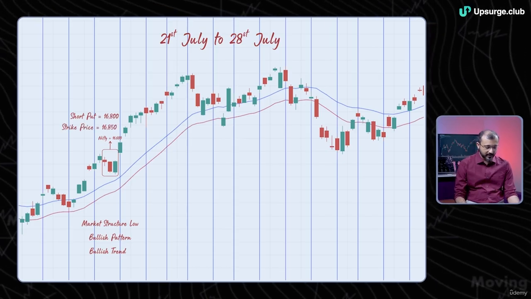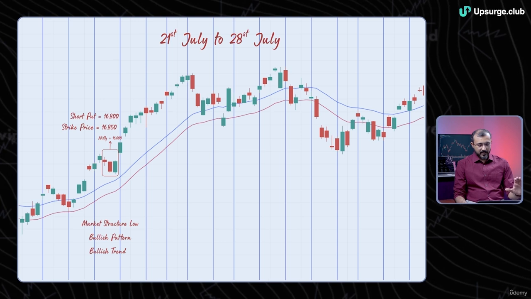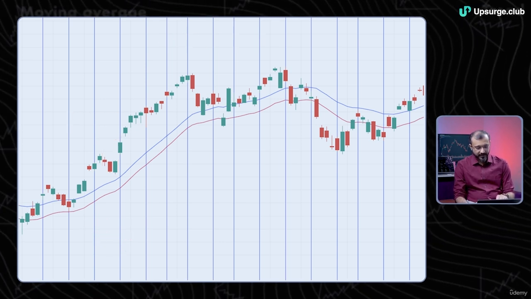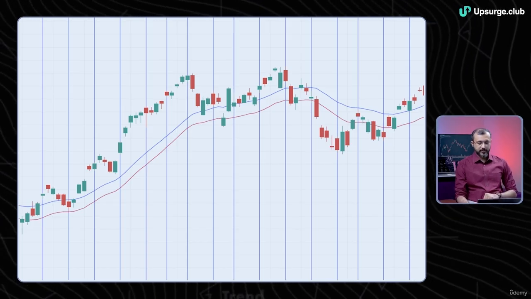How do we short that? We select the strike of 16,850, which is very near, and then from there the market structure high got formed somewhere around 300 points. From there we went short and eventually it has come to 0.